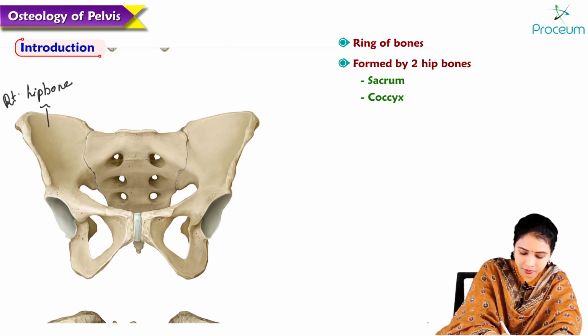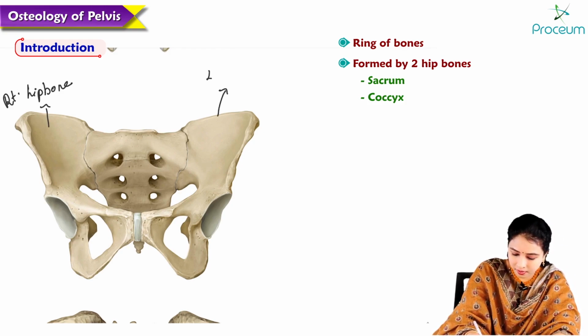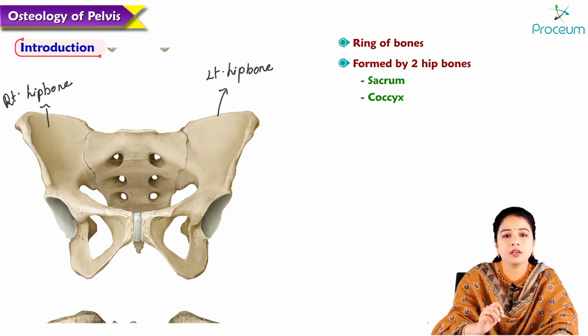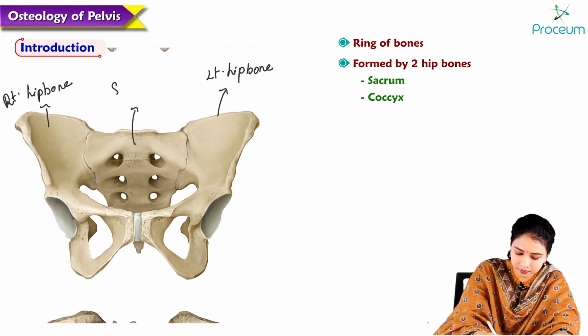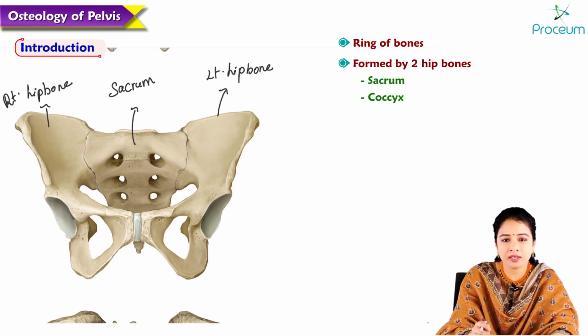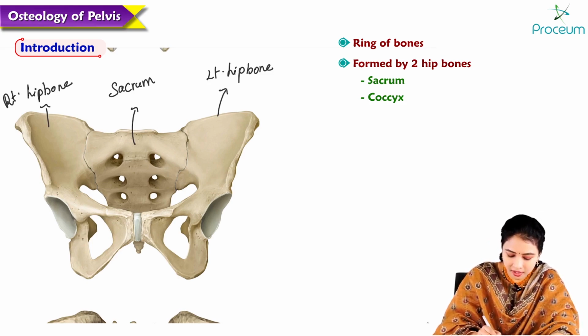This is the right hip bone. Left hip bone, the sacrum. Sacrum is present in the midline and below, the sacrum articulates with the coccyx.